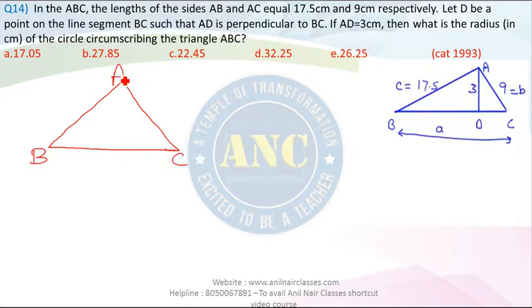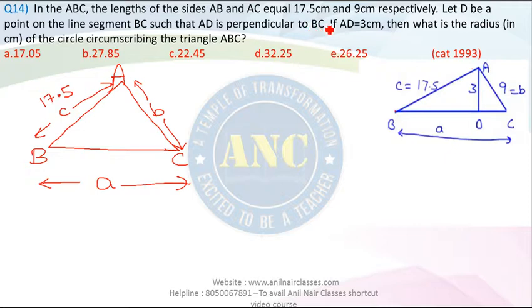The side opposite to angle A is represented as small letter a. The side opposite to angle B is represented as small letter b, and the side opposite to angle C is represented as small letter c. It is given that AB is equal to 17.5. AB is nothing but small c, that is 17.5 centimeters, and AC, which is small b, is given in the question as 9 centimeters.